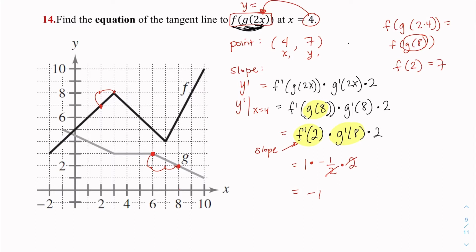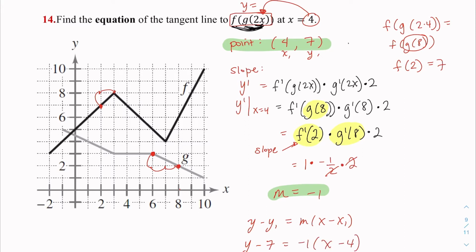Now that we have our point and our slope, we can plug into our point slope formula, which is y minus y1 equals m(x minus x1). So y minus 7 equals negative 1 times (x minus 4), and we're done.